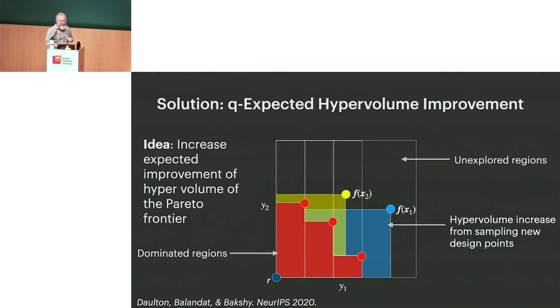This is called hypervolume, and there's an acquisition function called Q hypervolume improvement that allows for doing this in batch cases where you can simultaneously deploy multiple tasks. So here, what we're trying to do is find a set of points that increase the expected improvement, this full area above the Pareto frontier.